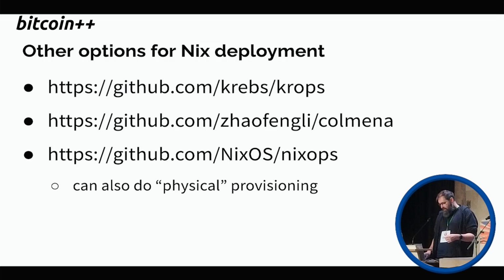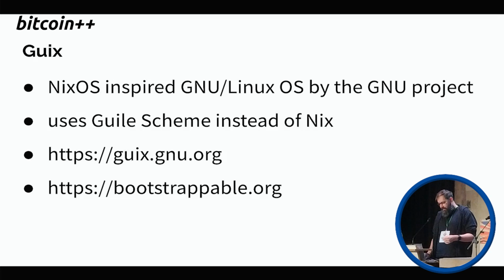So yeah, and last but not least, there is also a project called Guix. It's a NixOS-inspired GNU Linux OS by the GNU project, and it uses Guile Scheme. It should have been GNU Guile instead of Nix. That means several things. The number of packages is much smaller than Nixpkgs because everything needs to be rewritten in Guile, and also there is no proprietary stuff there, which might be an issue for some but not for others.